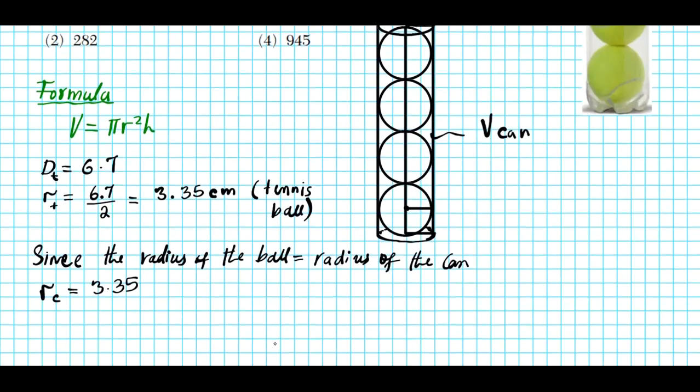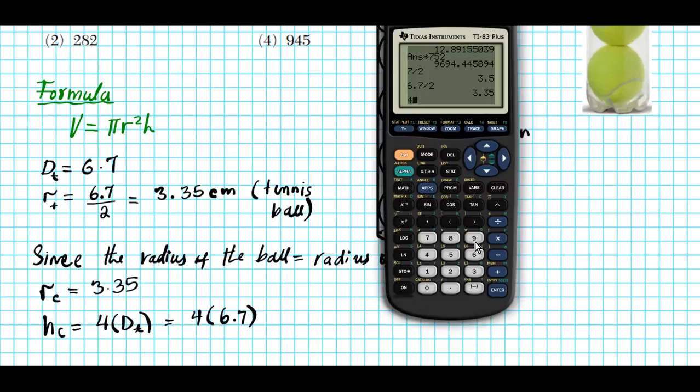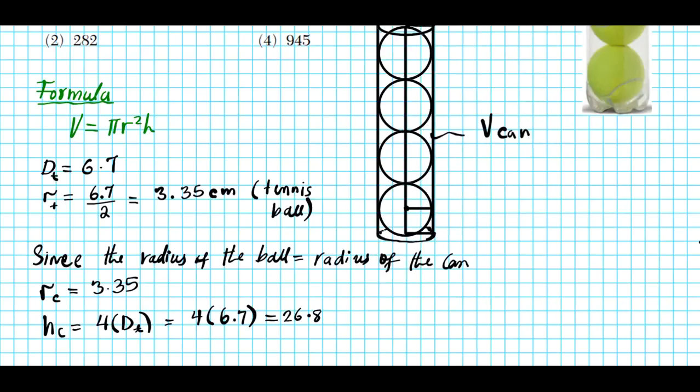Okay? So the height of the can is equal to 4 times the diameter of the tennis ball, since they're arranged in this format. So what we'll do is just take 4 and multiply by 6.7, and that will give us the height of the can. Alrighty, so let's go ahead and do that real quick. So we have 4 times 6.7, and that's 26.8. So it's 26.8. Okay, we are now ready to determine what the volume is.